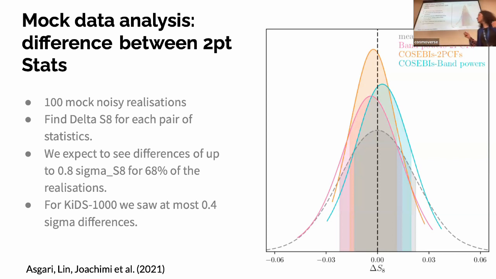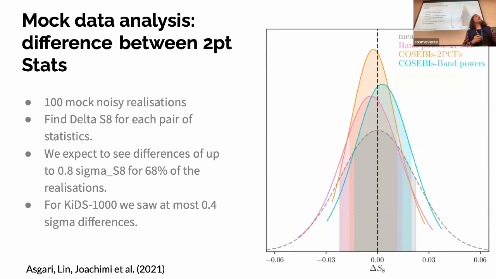So here, this plot is showing mock results. If you have 100 noisy microrealizations of the data, and you analyze it with 3 different 2-point statistics, you expect to get this kind of differences between them. Each of them, for example, this orange one, is showing the difference between Cosmic Shear's and 2-point correlation functions. If I summarize this in one sentence, you expect to get 0.8 sigma differences between different 2-point statistics 68% of times that you do your analysis.